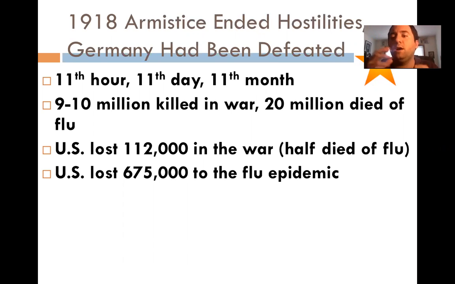20 million died of the flu. So you can see, altogether, you're having, give or take, 30 million. So you have roughly 10 million killed in war. You have double, 20 million, dying of the flu, the influenza, which you spoke about on the previous post.